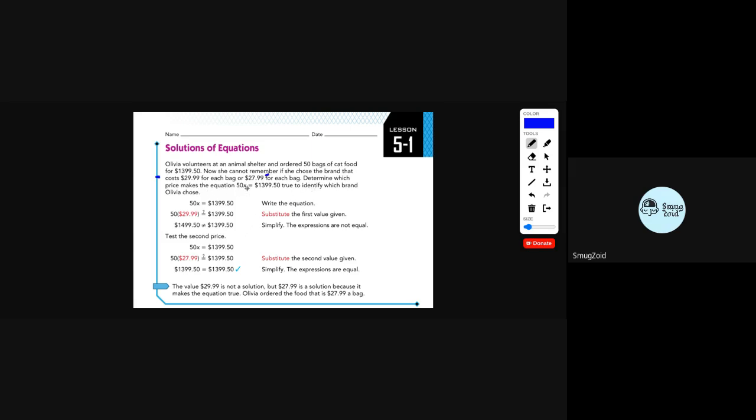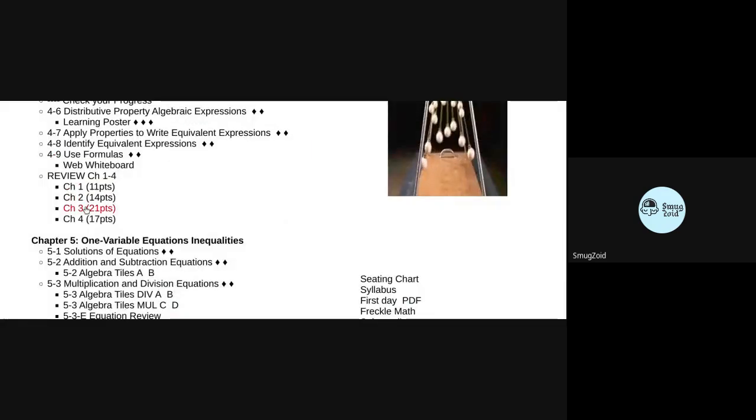So it's 50 times x equals this. So in this example, 50 times x is equal to 1399.50. All she did was substitute the number in, 29.99, in here and multiply it and see if it came up to the answer. When it didn't, you just put in an inequality sign, right? Tested the second price at $27.95. Boom, it came out right. Okay, it seems fairly simple. Okay, so let's take a look at this homework.